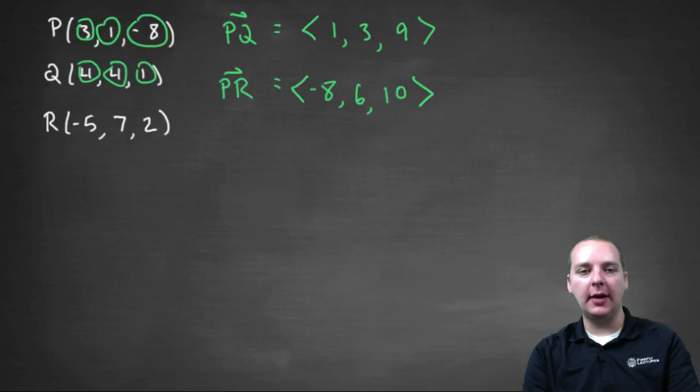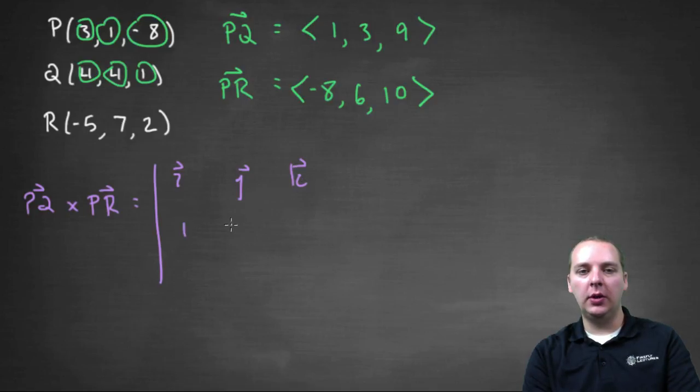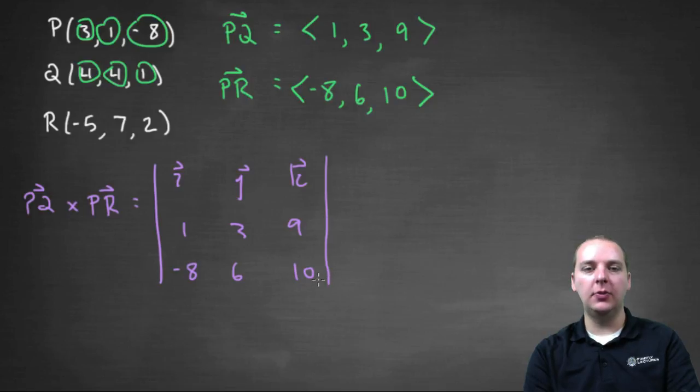Hopefully remember how to do that from previously in the course. So we'll take PQ crossed with PR, which we'll do using a 3x3 determinant. We'll write i, j, k, 1, 3, 9. We'll write the vector PQ in the second row, and then -8, 6, 10. We'll write that vector in the third row. So this determinant will give us our cross product vector.